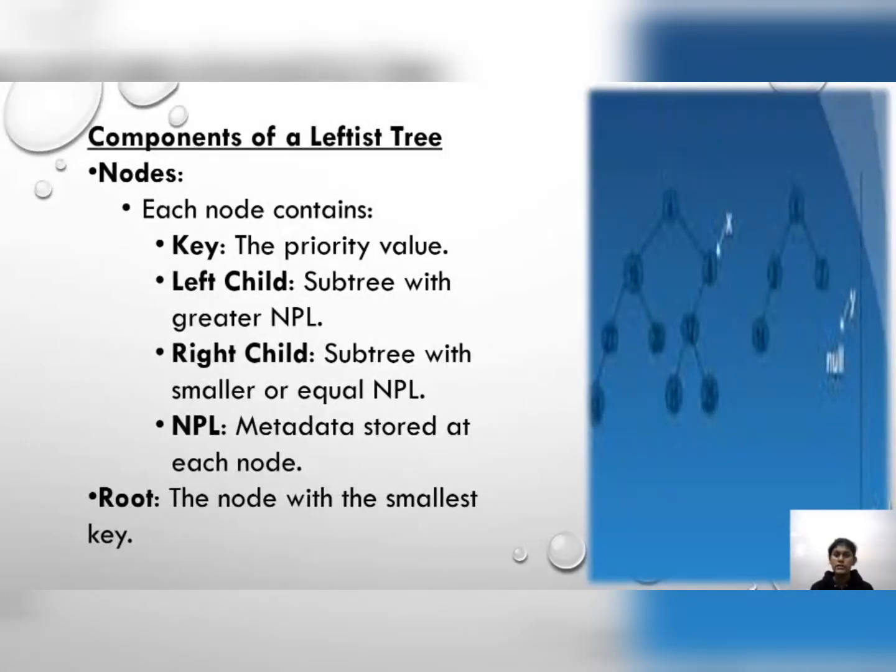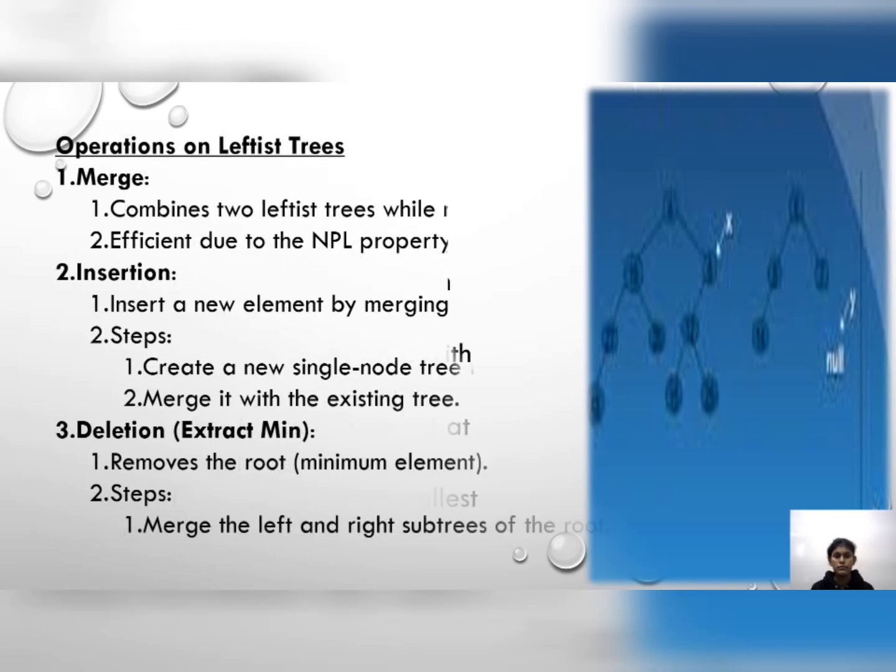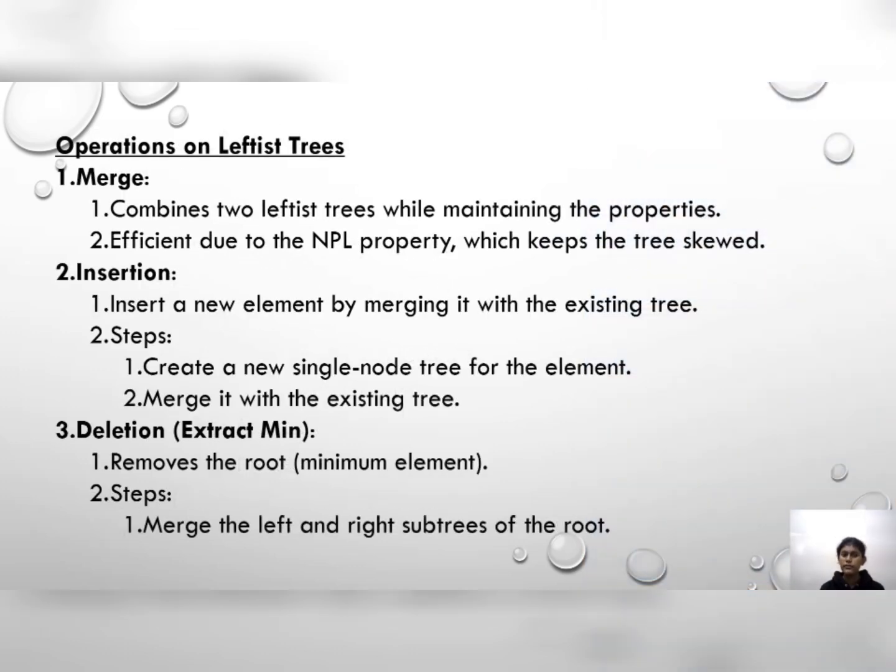Components of a Leftish tree. Components of a Leftish tree include nodes and roots. Nodes include key, left child and right child, NPL, etc. Some of the operations on Leftish trees include merge, insertion and deletion.